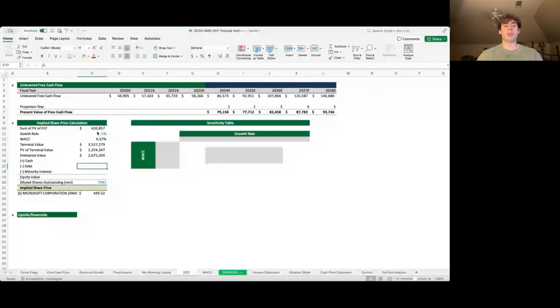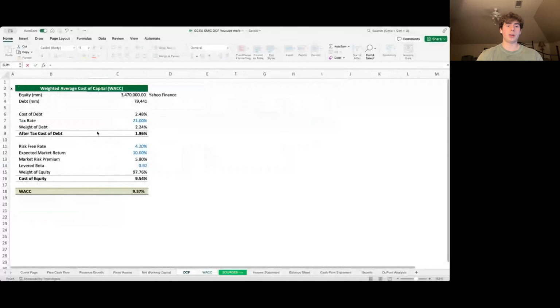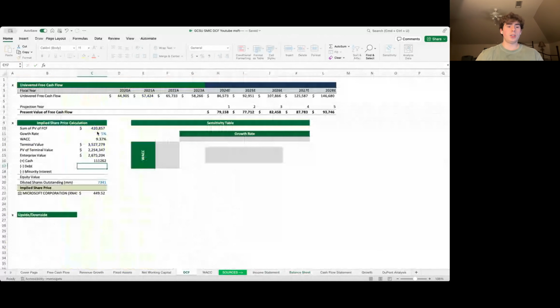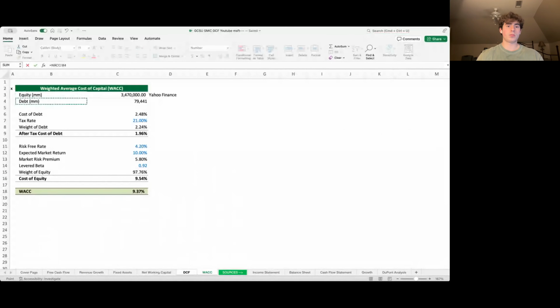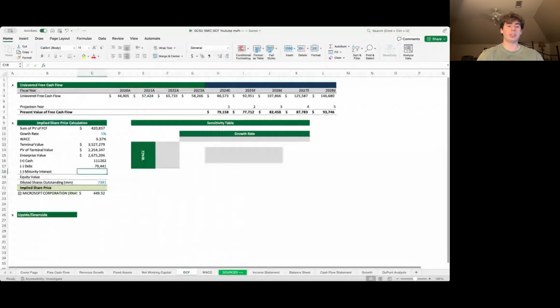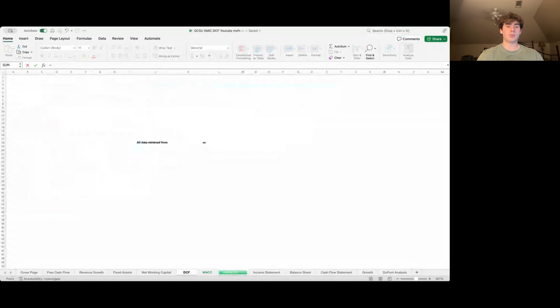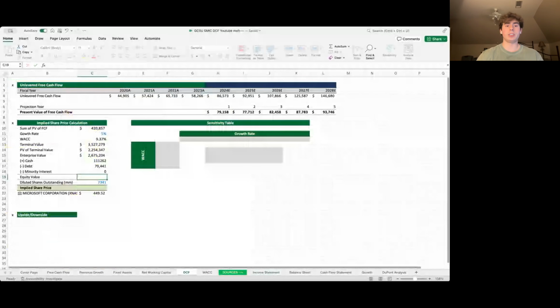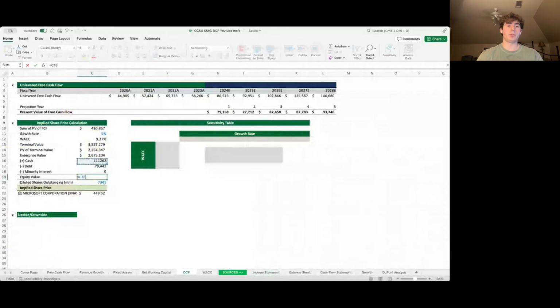Now to arrive at the company's equity value from enterprise value, you first add cash. This is on the balance sheet. You subtract debt. This is on the WACC page. You subtract minority interest. This is on the income statement. So this is actually 0. Solve for it by actually doing these values. So enterprise value plus cash minus debt minus minority interest.